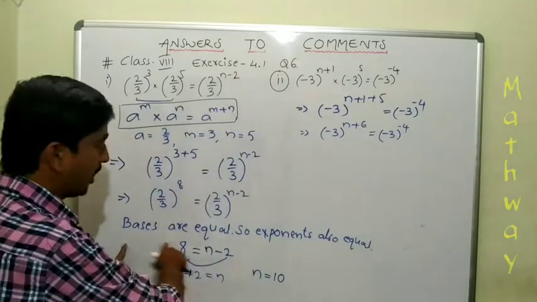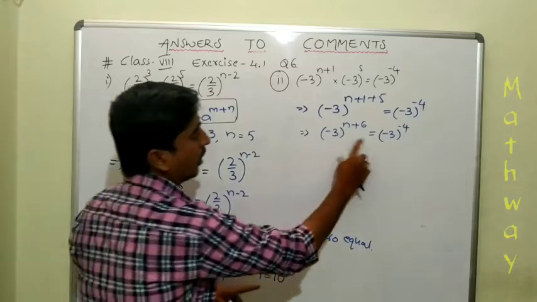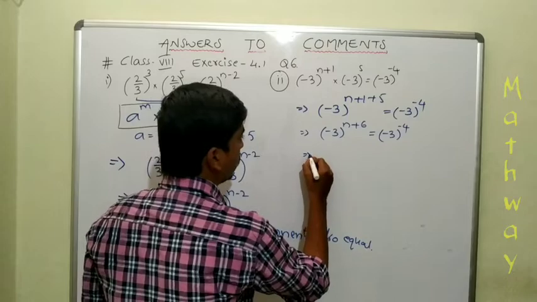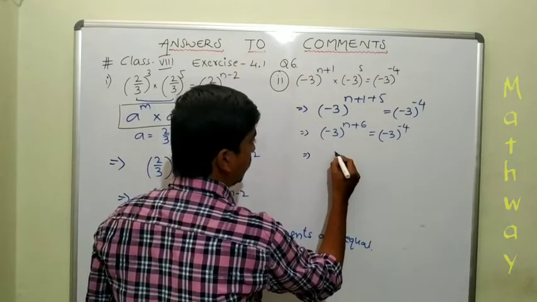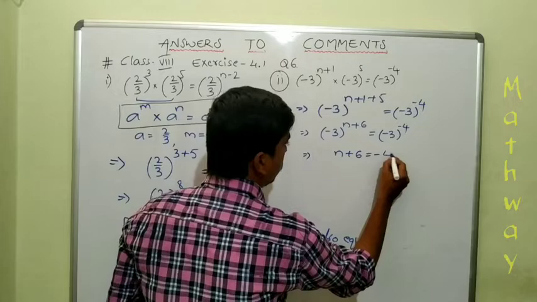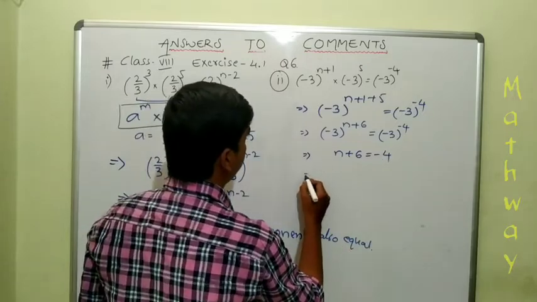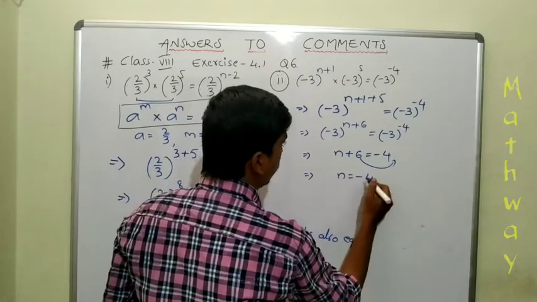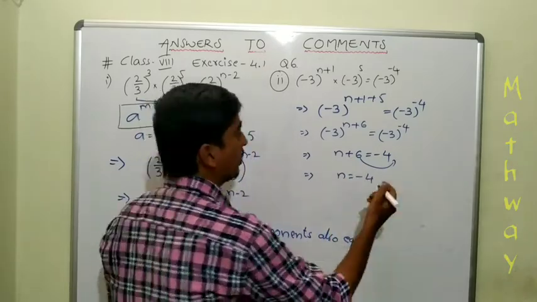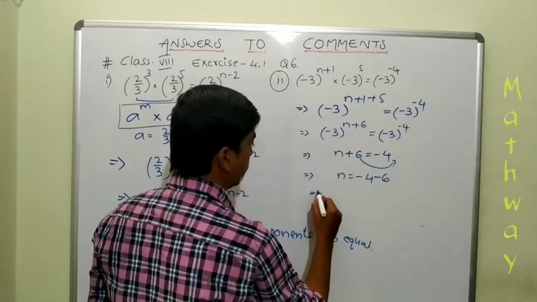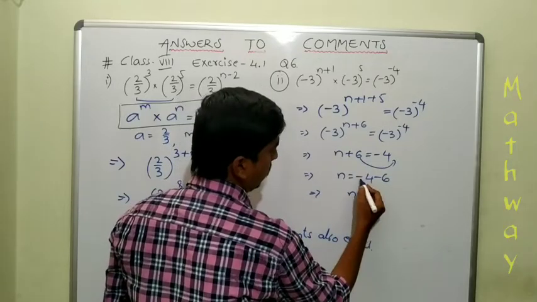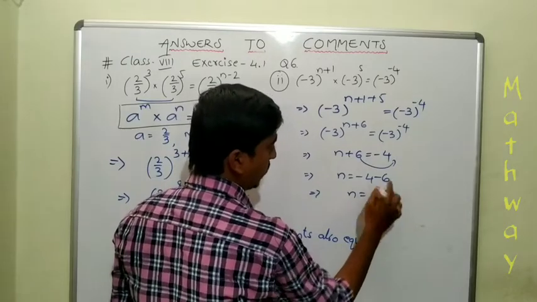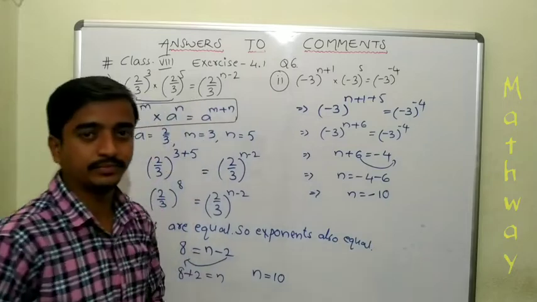Same logic here, whatever we followed. Bases are equal here also. Then exponents also automatically become equal. So make the exponents equal: n plus 6 equals minus 4. Next, transpose 6 to the RHS side. Then n equals minus 4 minus 6, since if you transpose it becomes minus 6. Minus 4 minus 6 is minus 10, with the bigger number 6 as minus. So n value is minus 10.